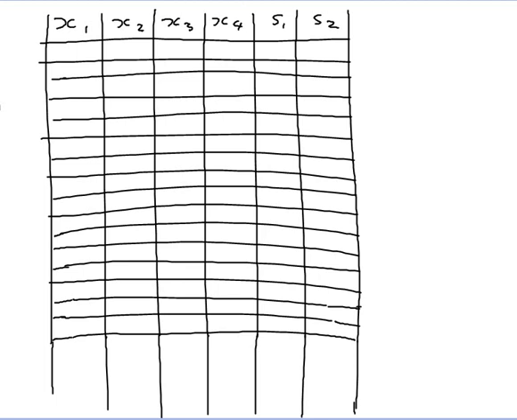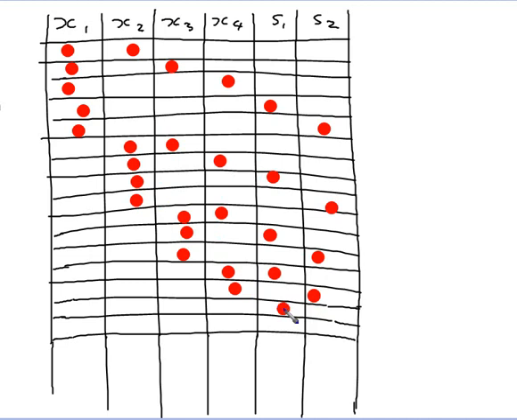I have 6 variables: x1, x2, x3, x4, s1 and s2, and I can put them all in a table like this. And then my options are x1, x2, x1 and x3, x1 and x4, x1 and s1, x1 and s2, x2 and x3, x2 and x4, x2 and s1, x2 and s2, x3 and x4, x3 and s1, x3 and s2, x4 and s1, x4 and s2, s1 and s2. And I think that's all of them.